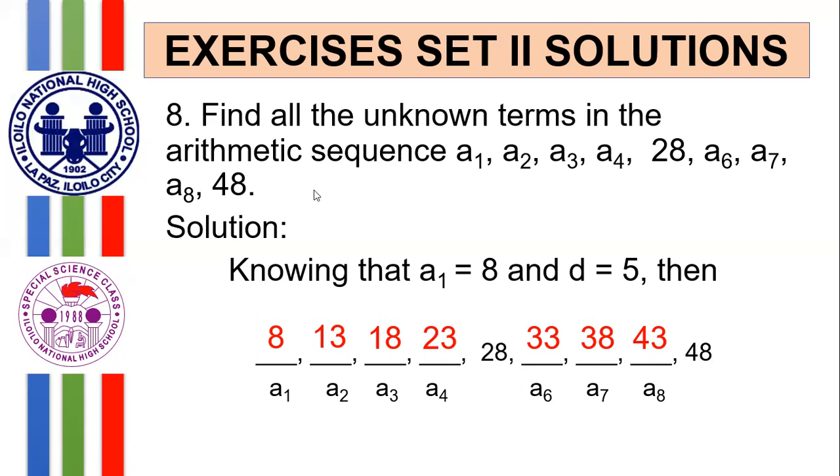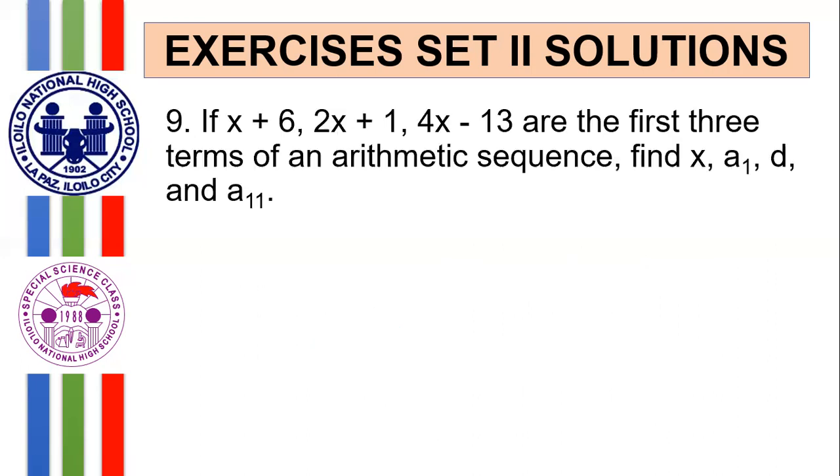Number 9. If x plus 6, 2x plus 1, and 4x minus 13 are the first three terms of an arithmetic sequence, find x, a sub 1, d, and a sub 11. So it's asking for a lot. So you might be trying trial and error to determine the value of x, but that might take you a long time. That's why before we solve this problem, I will actually be deriving the formula first.